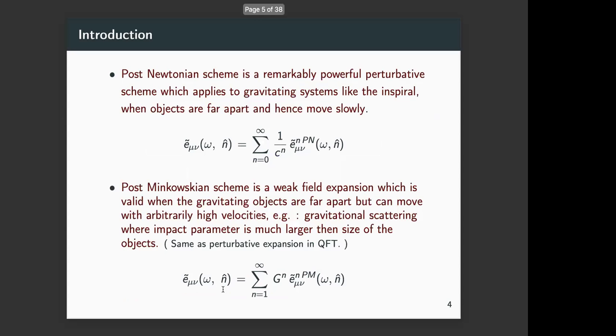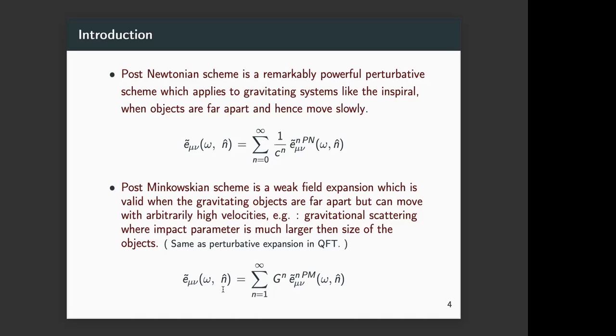And so, of course, the 2 schemes that we heard a lot about in the last 2 days. One is the post-Newtonian scheme, which is a remarkably powerful and old perturbative scheme. It applies especially to systems like inspirals, where objects are far apart and move slowly. And as you all know very well, it's an expansion in 1/c.